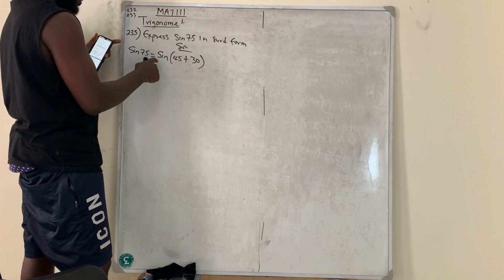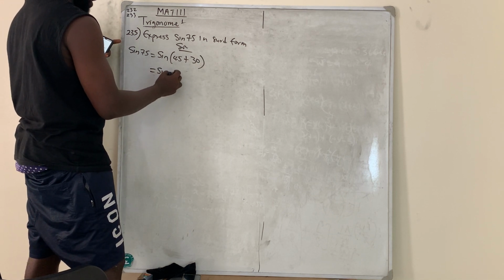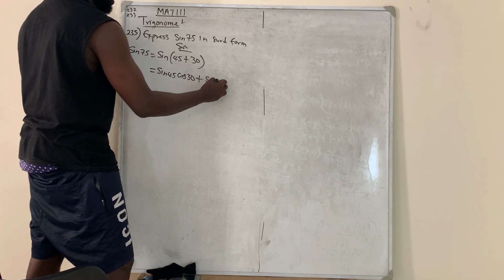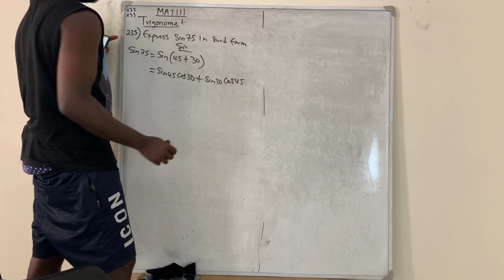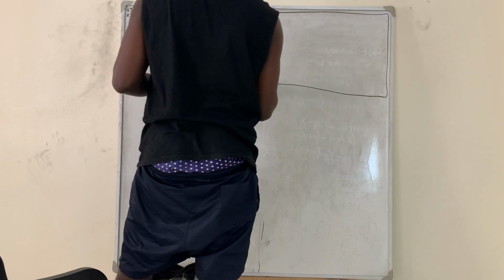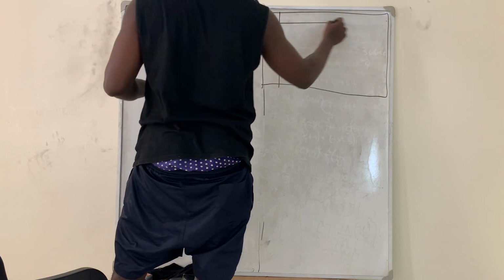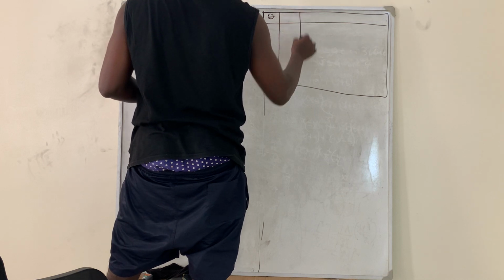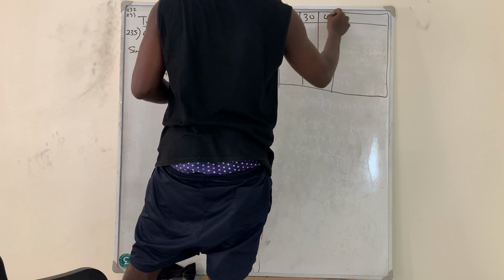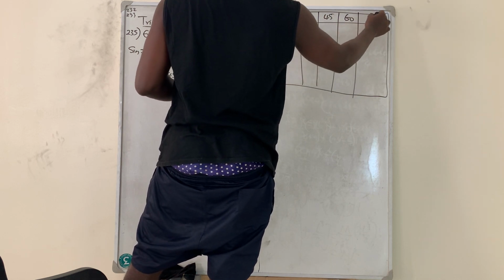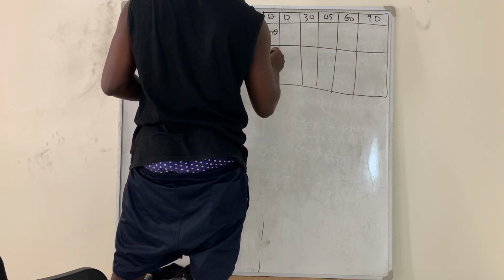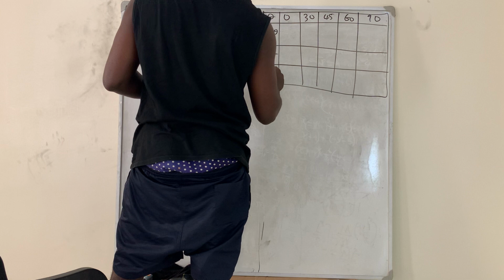So according to the sine rule, it's going to be sine 45 cos 30 plus sine 30 cos 45. Let me even keep my special angles here, so I will not have to take them as I'm solving my questions. So this is my theta: 0, 30, 45, 60, and 90. For sine theta, cos theta, and finally tan theta.